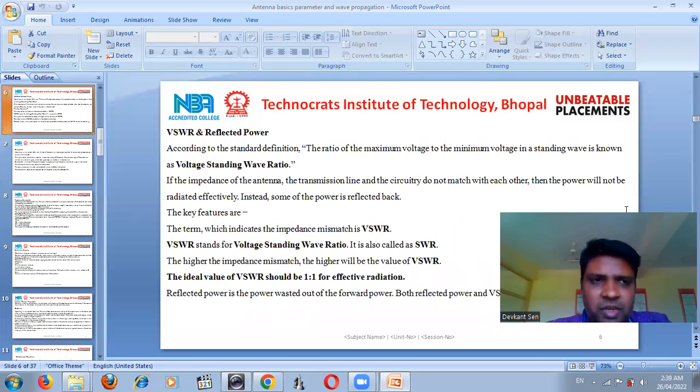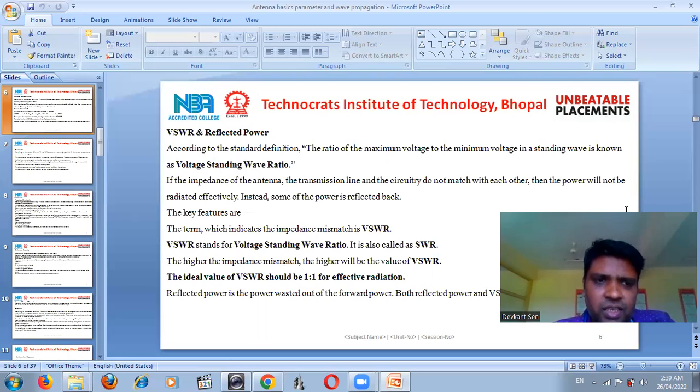Next, move to the next parameter, VSWR and reflected power. VSWR, voltage standing wave ratio. According to the standard definition, the ratio of maximum voltage to the minimum voltage in a standing wave is known as the voltage standing wave ratio. If the impedance of the antenna, the transmission line and circuitry do not match with each other, then the power will not be radiated effectively. Instead, some of the power is reflected back.